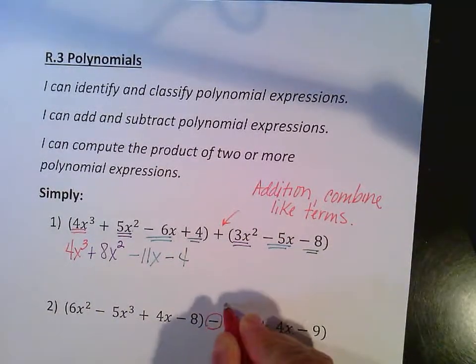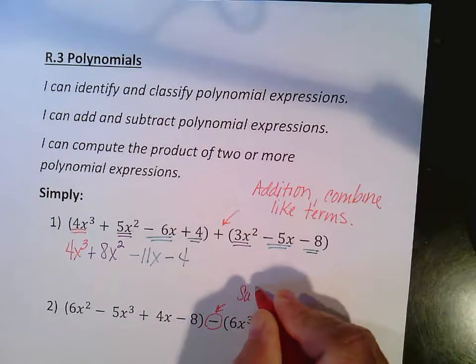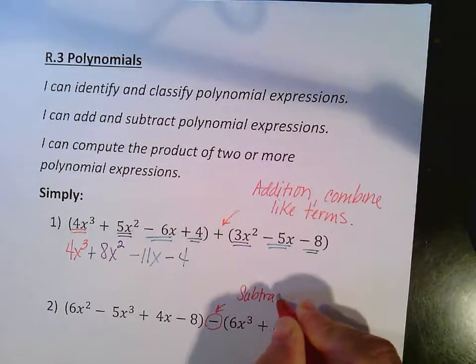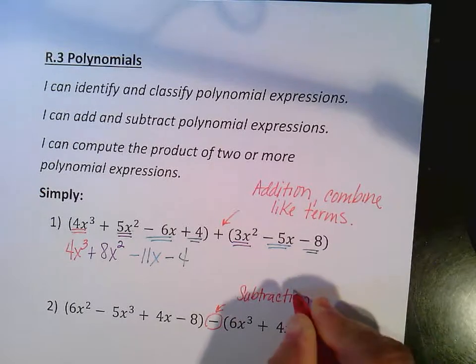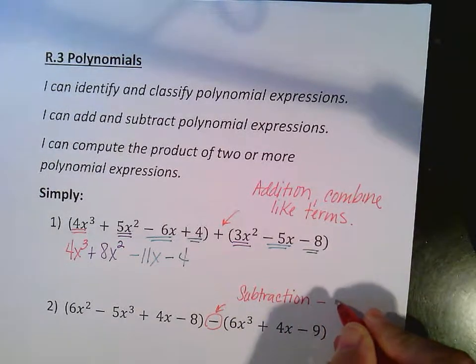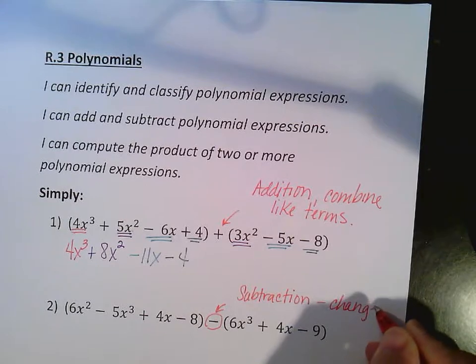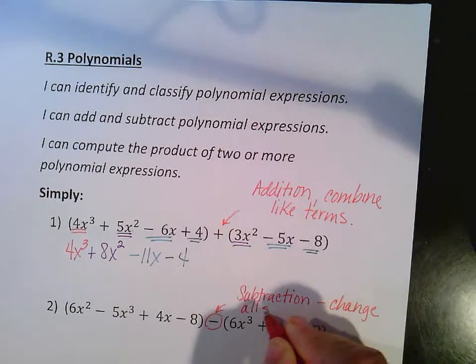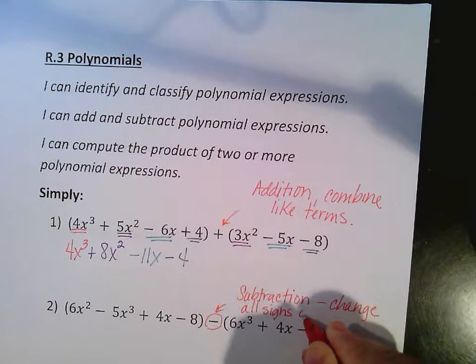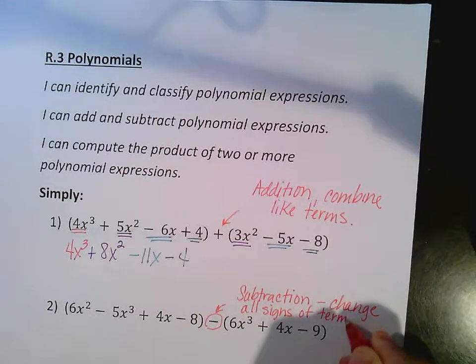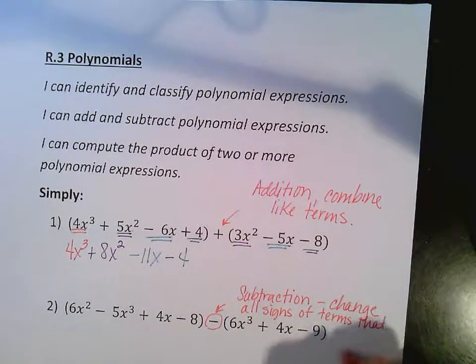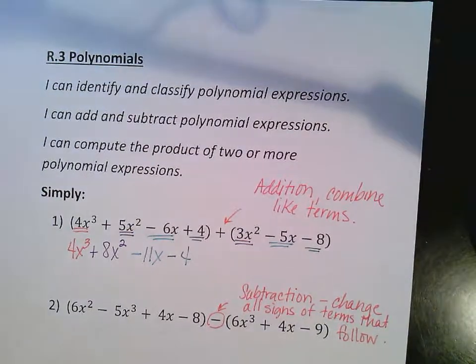However, if you have subtraction, we got to do a couple things first. If we have subtraction, you change all signs of the terms that follow. Another way you can think of it, and some people like this better, is it's like you're distributing the negative through, it's like this is a -1 that you're distributing through the parentheses. So this can become a plus, but then every other sign has to change.